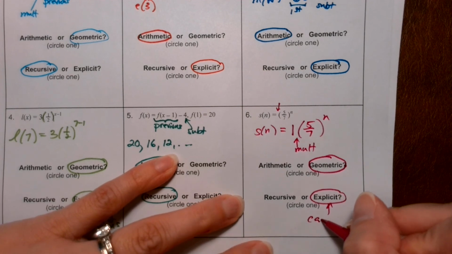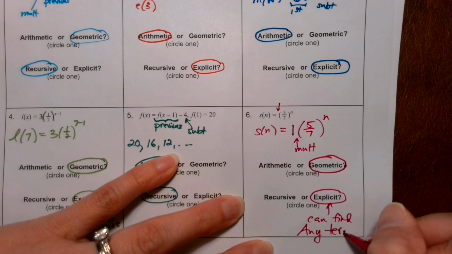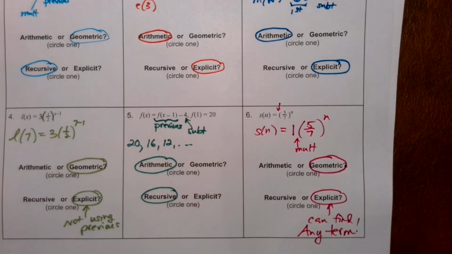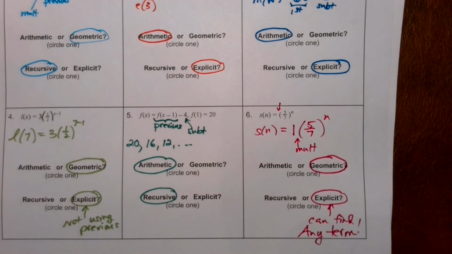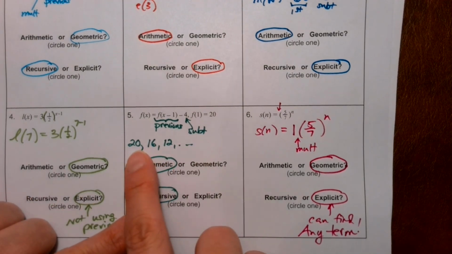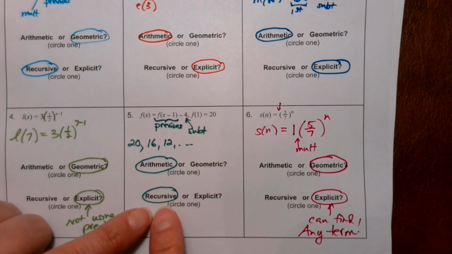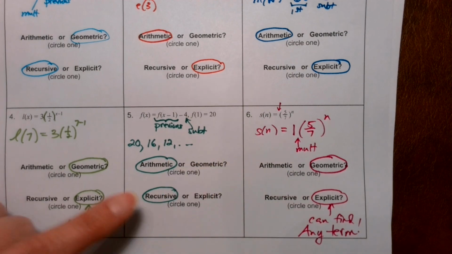Explicit can find any term you want. If I ask you to find the 100th term, you can do that. Recursive can only find the next one using the previous. Can you find the 4th term? Yeah, with the help of the 3rd term. If I asked you to find number 100, it would take way too long. I hope this helps.